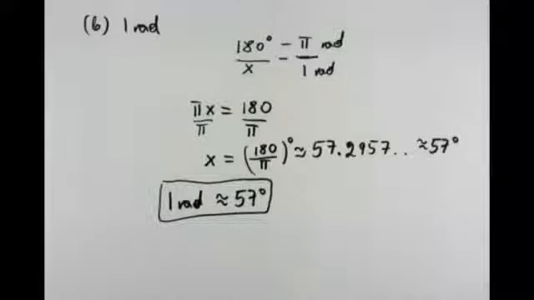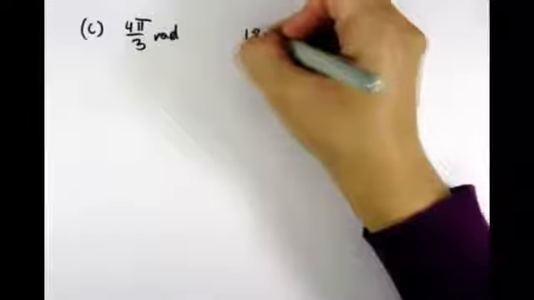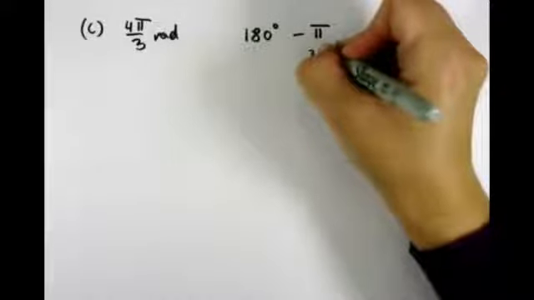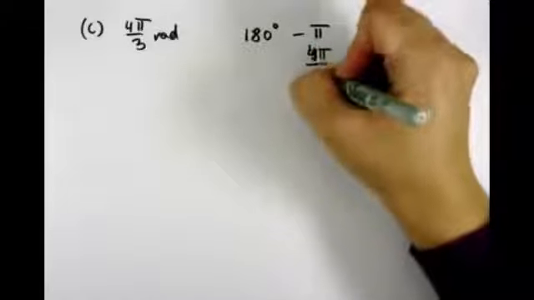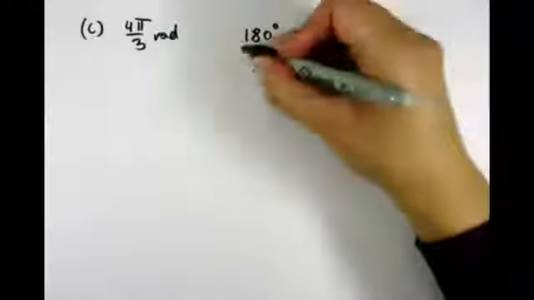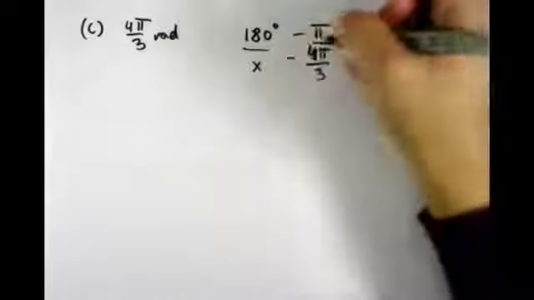Let's do C. We would like to change 4 pi over 3 radians to degrees. So 180 degrees is pi radians. Now I have 4 pi over 3 radians. I don't know how many degrees it is, so that gives me the proportion. Align degrees with degrees, radians with radians.